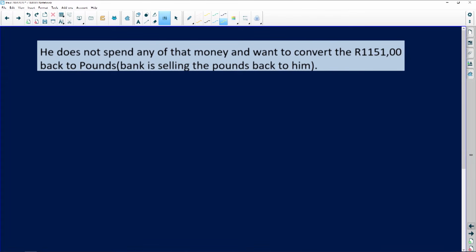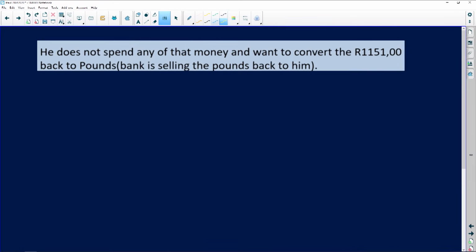Let's say this tourist didn't spend any of his money overseas. He will have a reason for that. Maybe it was his extra spending money, but he didn't use any of that. So he converted it in South Africa. He went through South Africa and didn't spend any of those rands. Now he wants to go back to his country and convert the rands back to the Forex. So we need to convert Rand back to pounds. We're going to write it out.